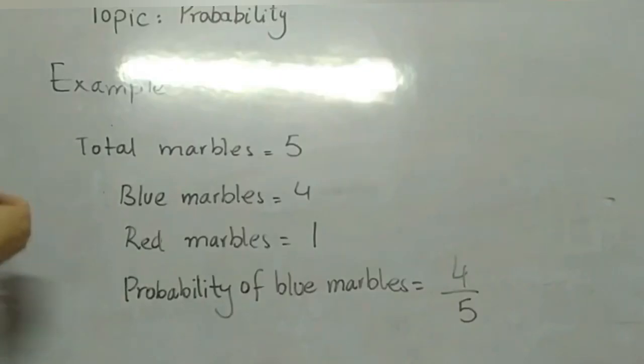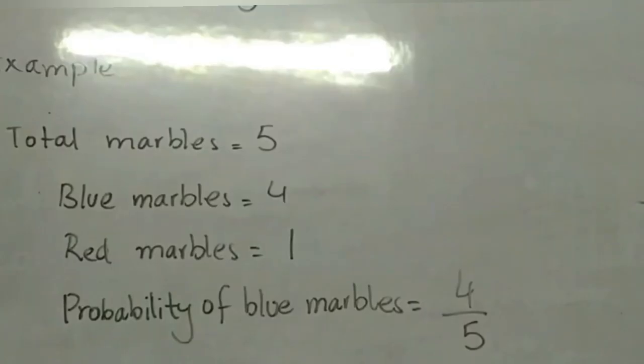Let me explain with another example. Suppose we have 5 marbles in total and there are 4 blue out of these 5 marbles and one is red. So how can you write the probability for the blue marbles? As you know, there are 5 in total. So we can say that the probability of blue marble is 4 out of 5. And if you want to know the probability for the red marble, you write 1 out of 5.